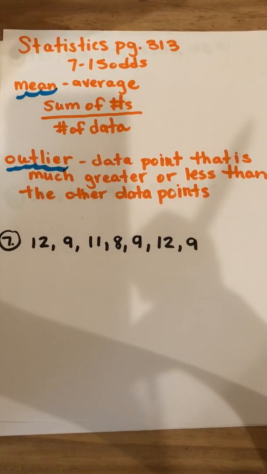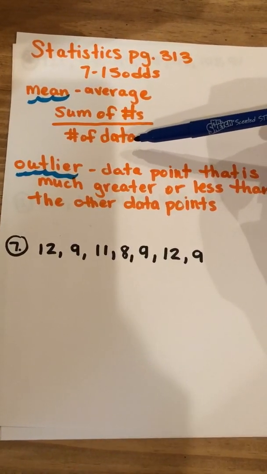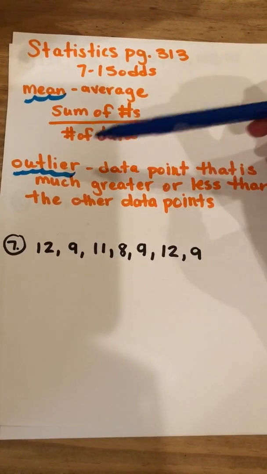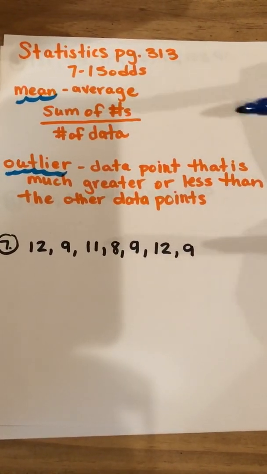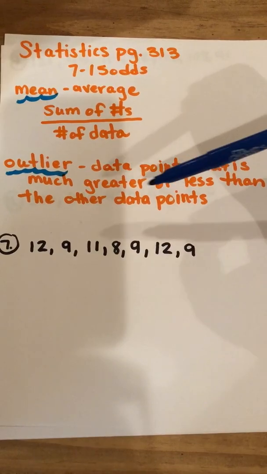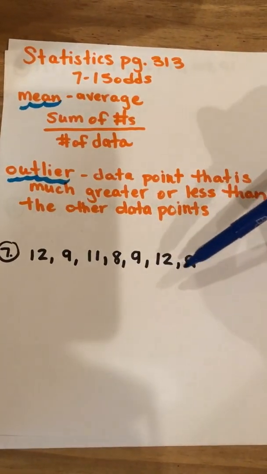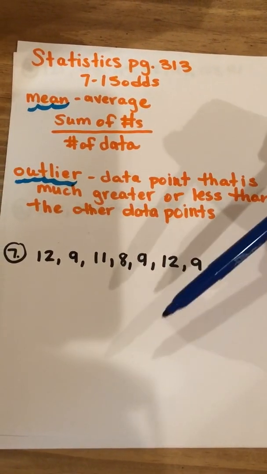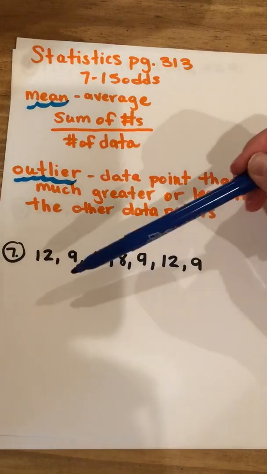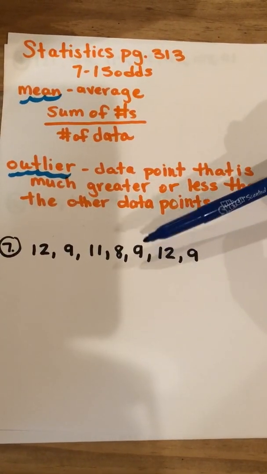The mean is the average, which is the sum of the numbers divided by the number of data. An outlier is a data point that is much greater or much less than other data points. When we talk about data, we're talking about numbers. It could be minutes, hours, feet, or inches. We're going to analyze the data and find the average.